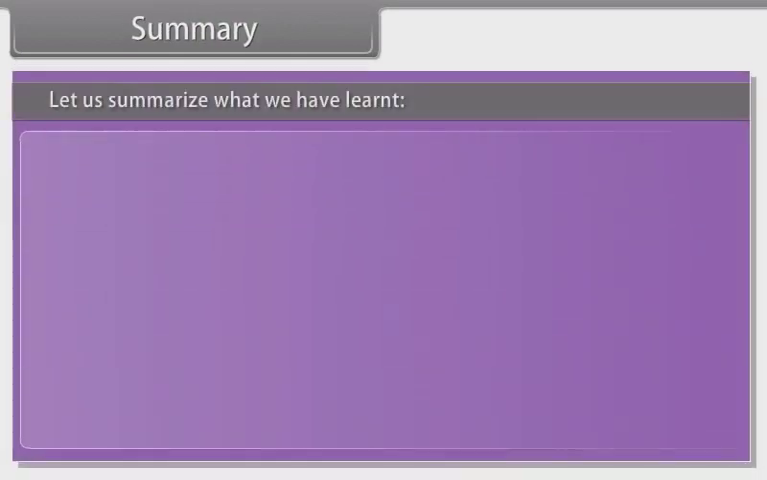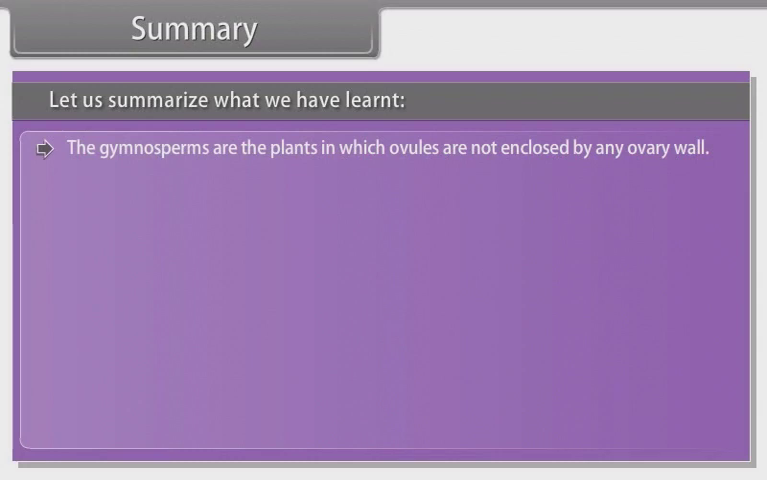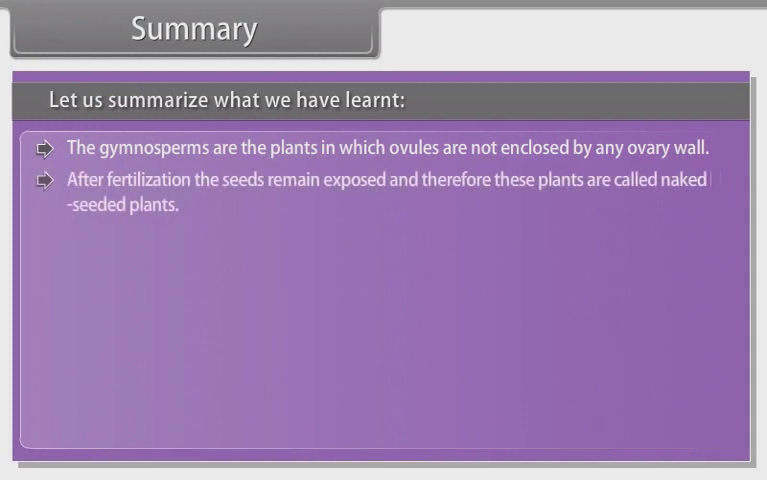Summary. Let us summarize what we have learned. The gymnosperms are the plants in which ovules are not enclosed by any ovary wall. After fertilization, the seeds remain exposed, and therefore these plants are called naked seeded plants.